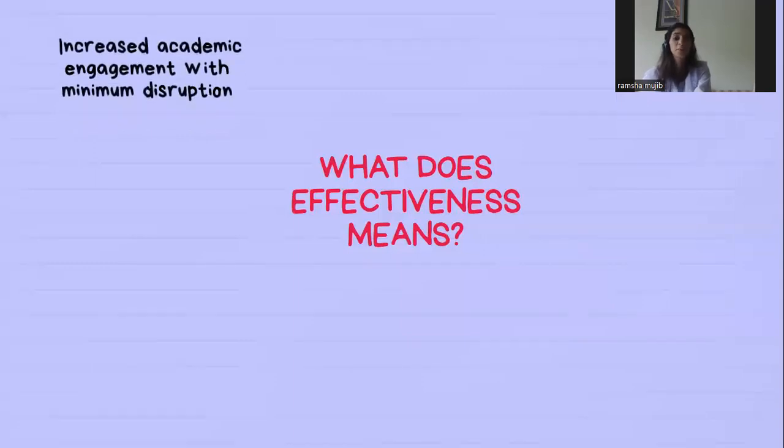So the first aspect of effectiveness means we want to have increased academic engagement with minimum disruption. That means we want maximum learning with minimum disturbances. We want highly augmented learning. We want a learning in which the students thrive. However, there's the least amount of disturbances.